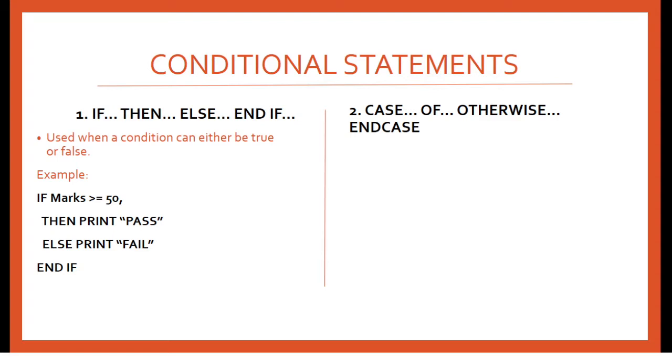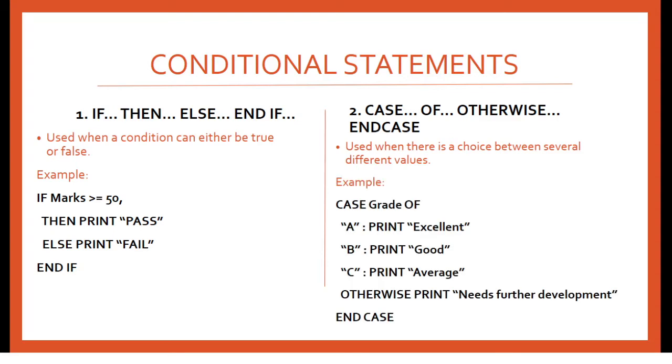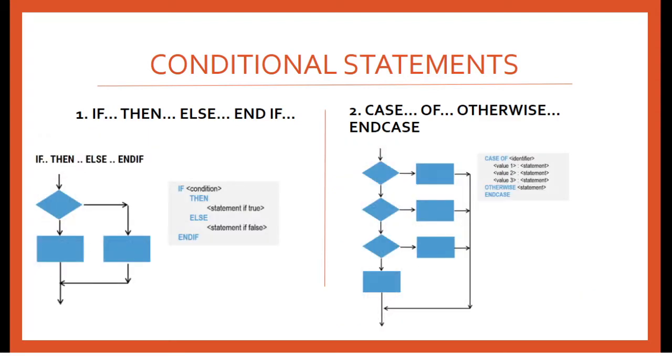Second, CASE OF OTHERWISE ENDCASE. It is used when there is a choice between several different values. For example, case grade of A, print excellent, B, print good, C, print average. Otherwise, print needs further development, end case. The two conditional statements can also be drawn as a flowchart in the following way.